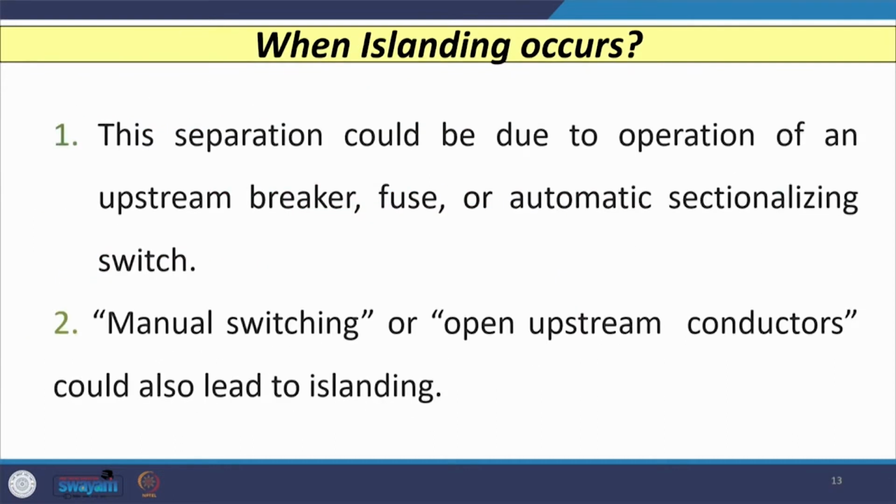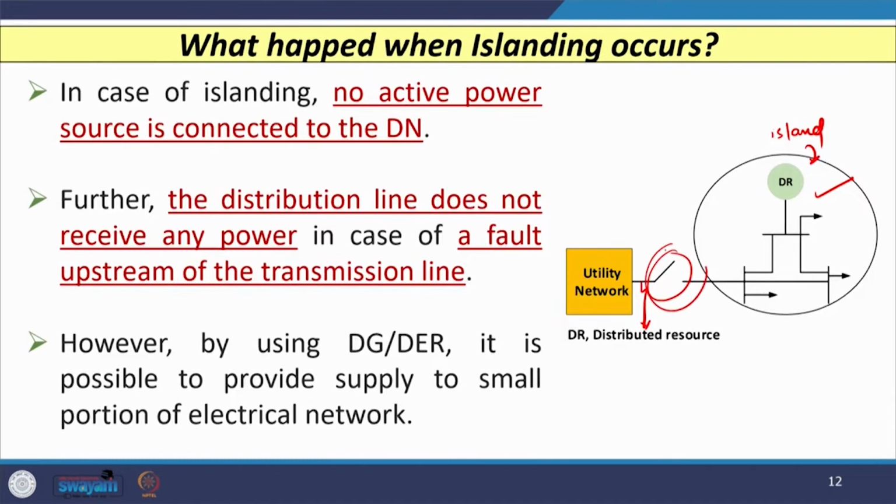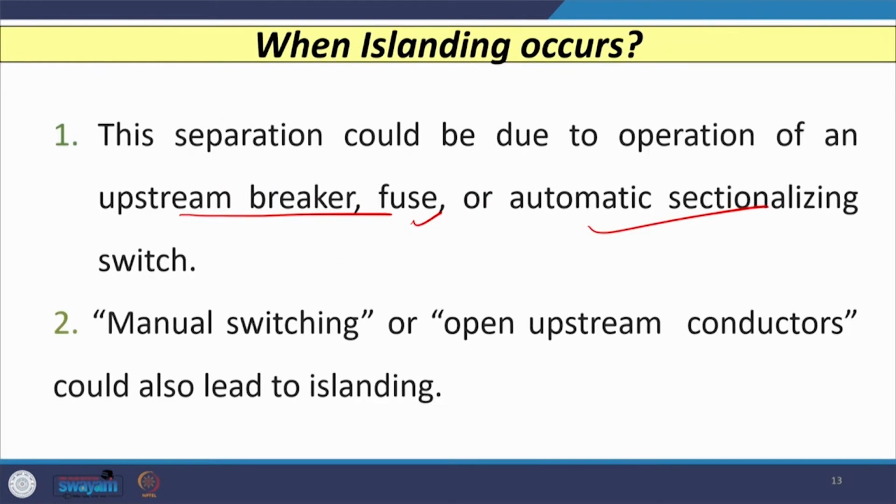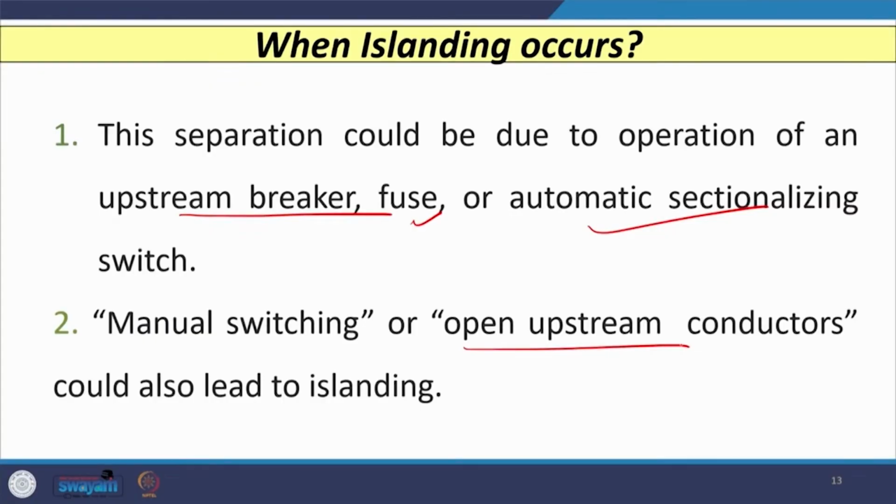Now, let us see when islanding occurs. Islanding occurs whenever there is a separation or operation of the upstream breaker, fuse, or automatic sectionalizing switch. As I told you, the opening of the breaker, or the opening of a fuse, or some sectionalizing switch, may cause islanding. Manual switching or open upstream conductors can also lead to an islanding situation.